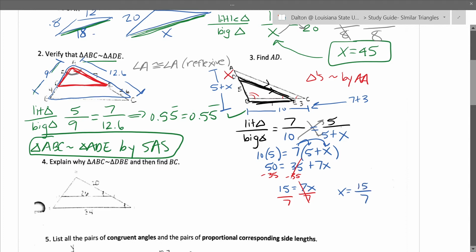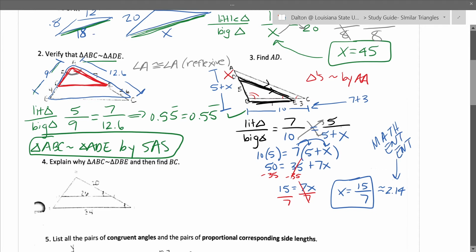Now, if you divide 15 over 7 in your calculator, you're going to get approximately 2.14. I personally prefer you leaving your answer as the fraction, as opposed to rounding it to the decimal. So I'd ask you to leave that as a fraction. If you get to the decimal, all you need to do to go back to the fraction is hit math enter in your calculator, and it'll convert it back to the fraction for you.